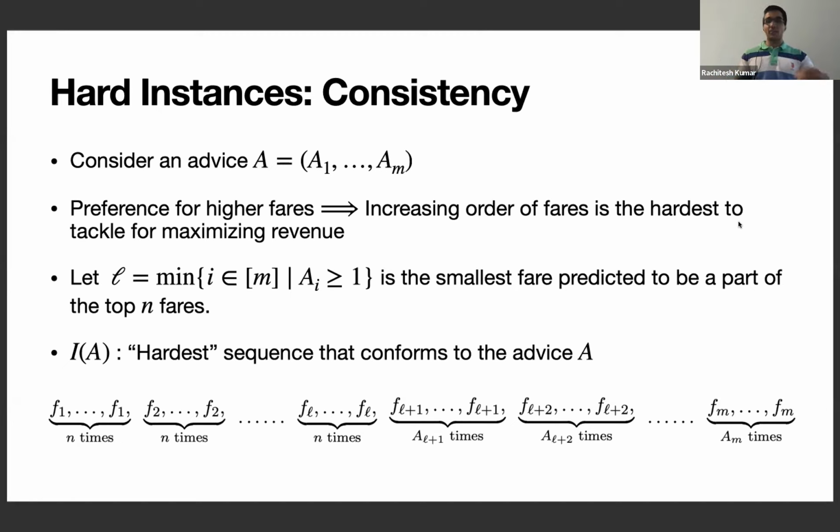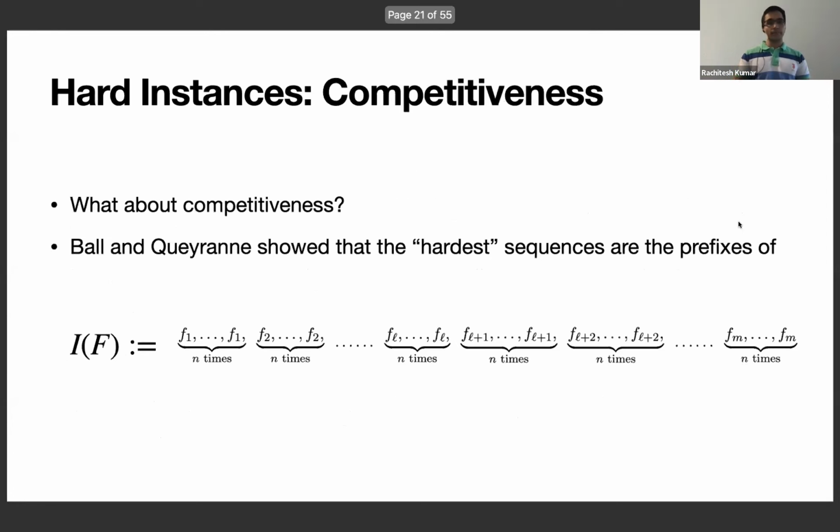More formally, let L be the smallest fare that is predicted to be a part of your top n fares. And I_A is just fares arriving in increasing order in blocks of n up till fare F_L, and after that it's in blocks of A_i. What's important to note here is it's in increasing order, it's as big as you can make it. Going beyond n becomes irrelevant, and then the highest n fares here are exactly what the advice is saying they'd be. So it conforms to advice here.